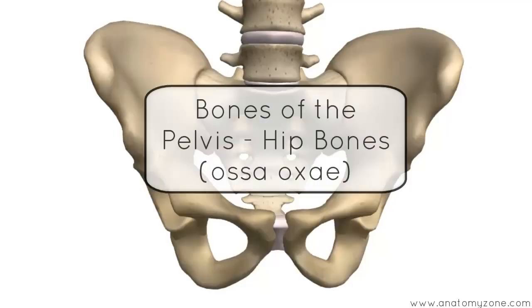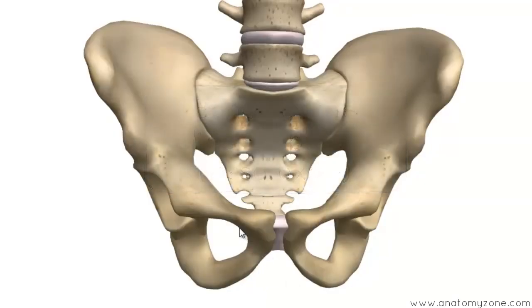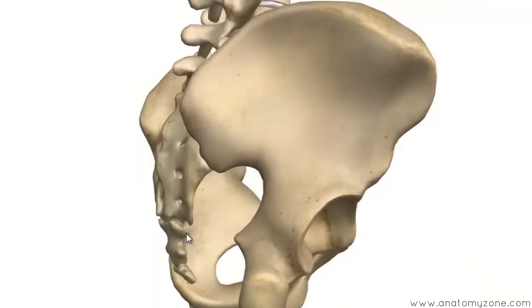Okay, so this is a tutorial on the bones of the pelvis. So you've got a few bones that make up the pelvic skeleton. You've got these two large hip bones on either side, a sacrum, and the coccyx.